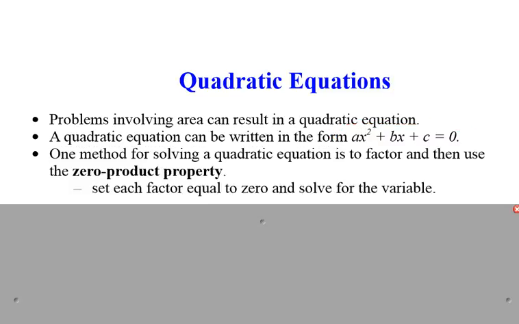One method for solving a quadratic equation is to factor and then use what's called the zero product property. And the zero product property says to set each factor equal to 0 and solve for the variable.